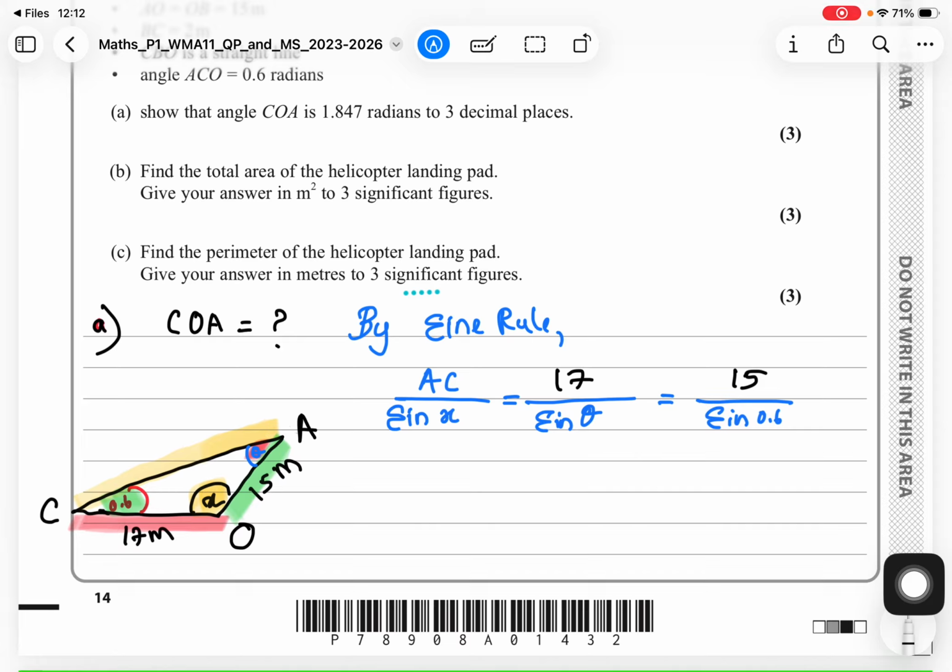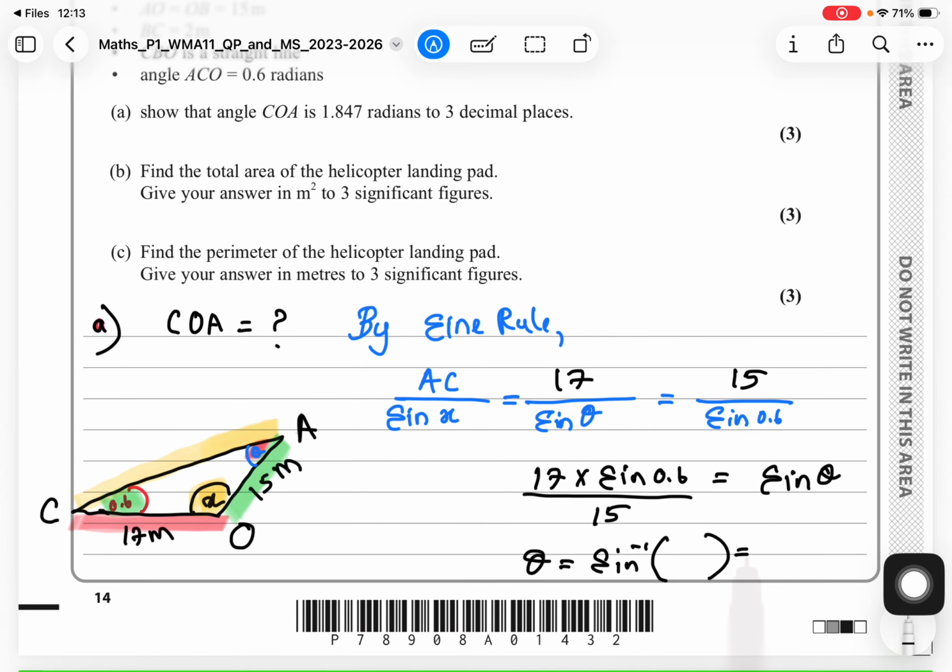With this information, we can easily find sine theta. When you do the cross multiplication, 17 times sine 0.6 equals sine theta times 15. When you get the 15 to the other side, you're going to get this. So theta will be the sine inverse of this value. When you get the sine inverse of this one, you will get the answer as 0.694.